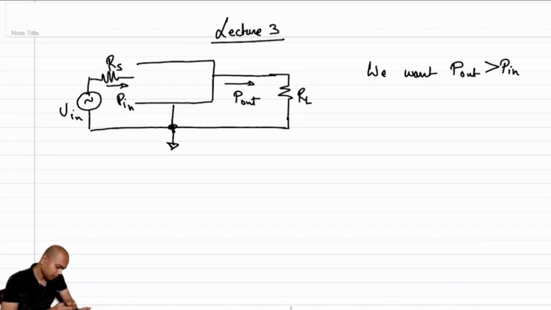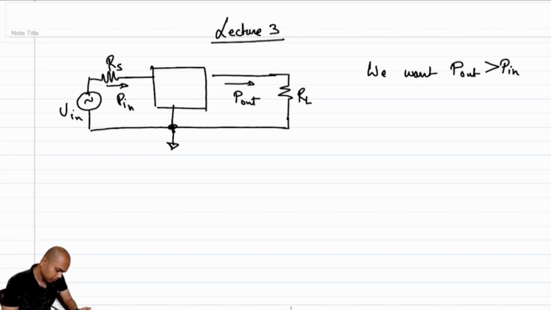Let me redraw this circuit a bit more carefully. Let's say I have a network N, and we are in the quest of figuring out what properties this network must have such that the power that comes out of the network is more than the power that goes in.